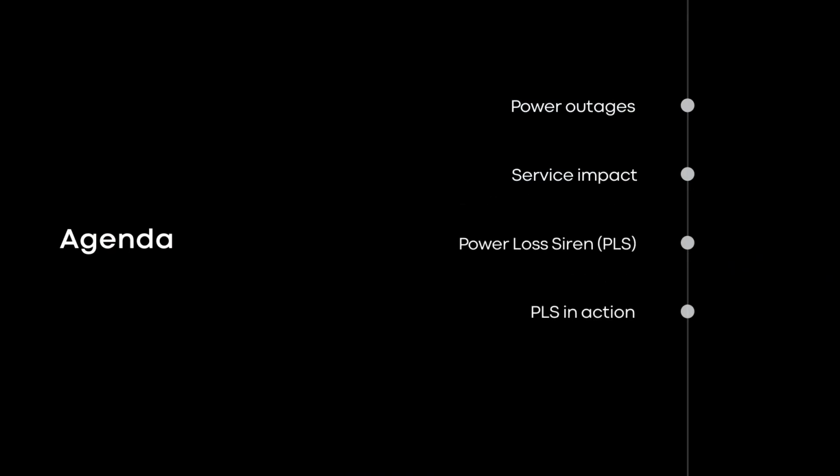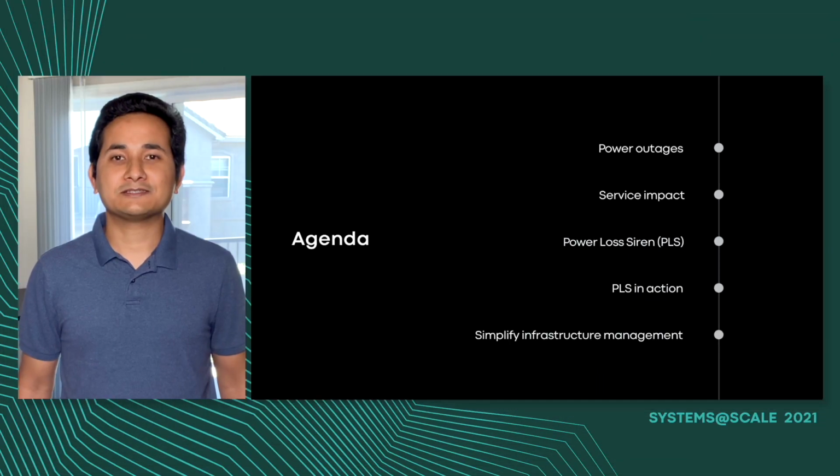Today we'll be talking about data center power outages and how we have built a system called Power Loss Siren to make Facebook resilient to such power outages. First, we'll be talking about data center power outages, then tell you a story about a real power outage that happened back in 2017, which led to many of our users not being able to post or comment on Facebook for several hours. Then we'll present our Power Loss Siren system and explain how it works. Finally, we'll talk about how Power Loss Siren simplifies our data center power infrastructure management.